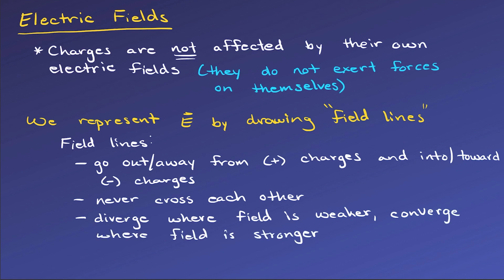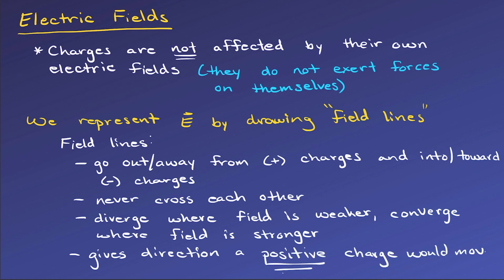Electric field lines go out or away from positive charges and into or toward negative charges. Field lines never cross each other. Where field lines diverge or separate from each other, the field is getting weaker, and where lines converge or get closer, the electric field is getting stronger.